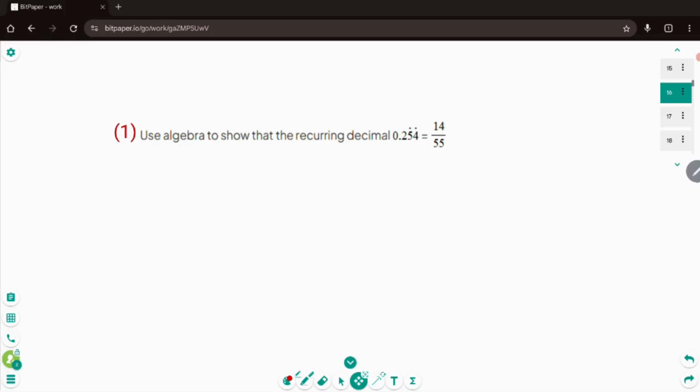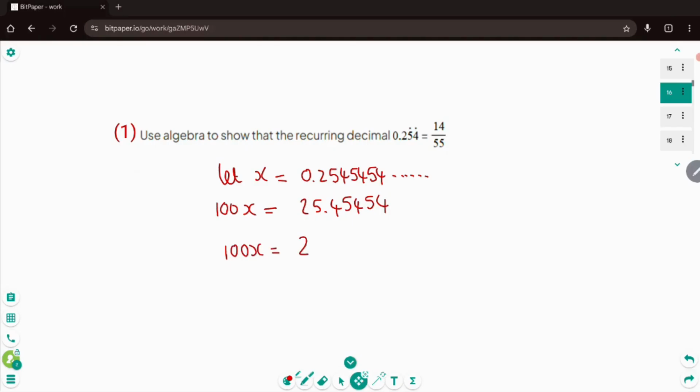Typically they do actually give you the answer to these questions and ask you to show using algebra. So we are going to show that 0.254 recurring is equal to 14 over 55. So let x equal this. It's a double digit recurring, 545454, so we're going to multiply it by 100. Let me write out the 100x again.